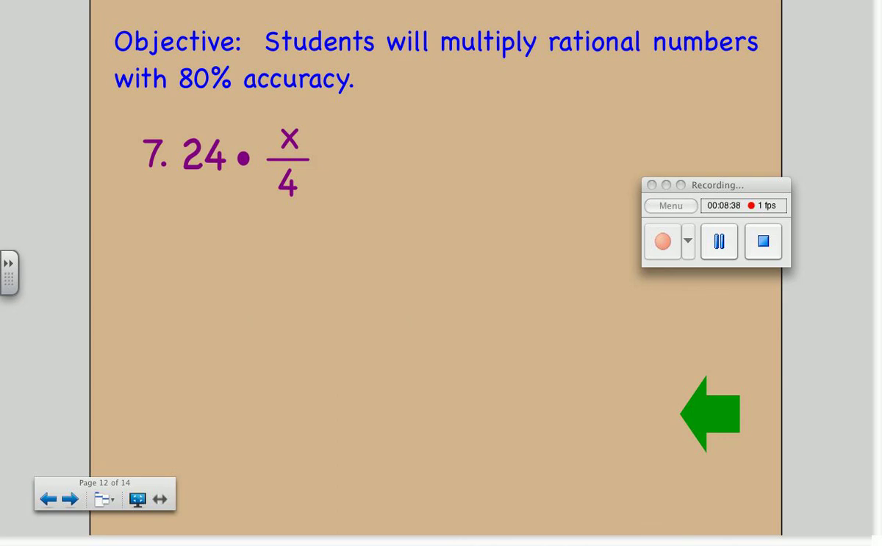24 times x over 4. We're going to change 24 first to a fraction by putting a 1 on the bottom. And x over 4. I can cross cancel 4 and 24. 4 divided by 4 is 1. 24 divided by 4 is 6. Now I can multiply. 6 times x is 6x. 1 times 1 is 1. So our answer is just 6x.